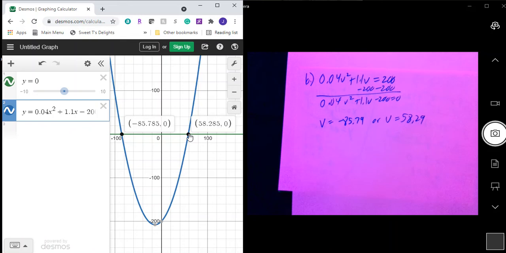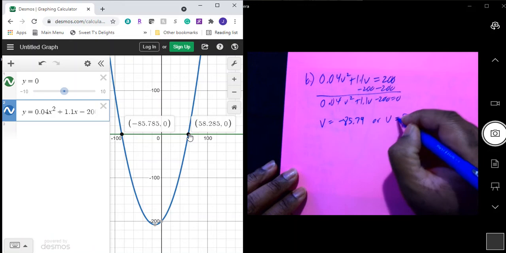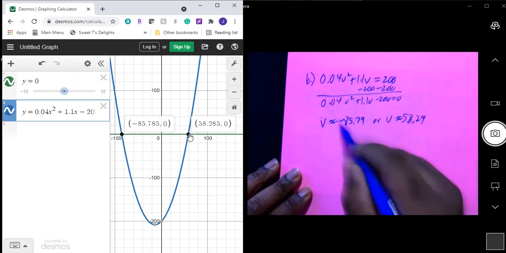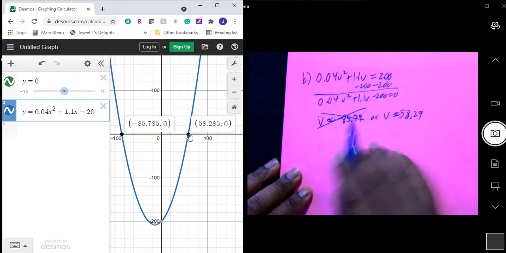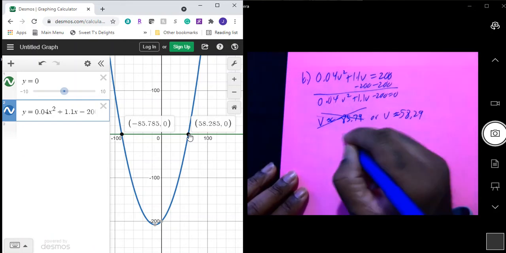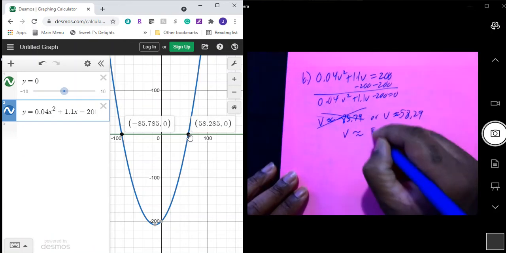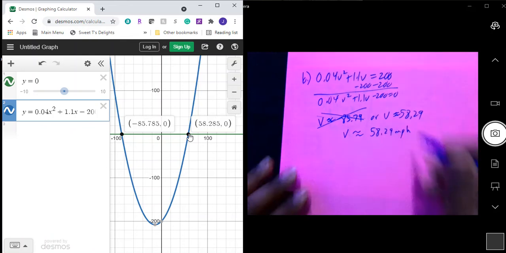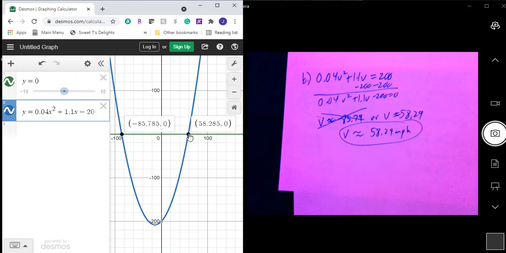Now, did they say round to the nearest? Okay, they didn't say round to the nearest mile. So these are approximations. Okay, now here's the problem. When we're looking at this, we're talking about miles per hour. We know we cannot have a negative miles per hour. So this right here would not work. So our answer here with this velocity would be approximately 58.29 miles per hour. So that would be the final answer.